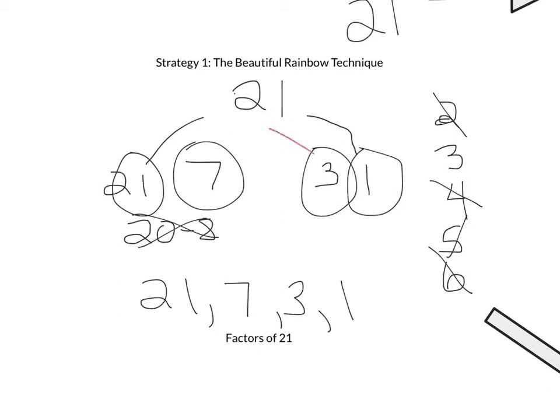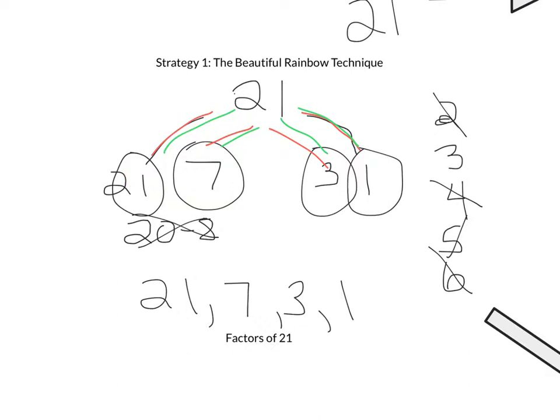See my rainbow? See how beautiful the rainbow is? But the rainbow is leading to all of the factors that I was able to identify. Whenever you're identifying factors, guys, I want you to start with the number 1. So I start with the number 1, and I say, okay, when I divide 21 by 1, what do I get? I get the number 21. So 1 and 21, and that's how that rainbow is.